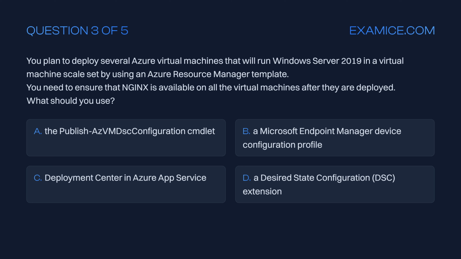What should you use? Option A. The Publish-AzVMDscConfiguration cmdlet. Option B. A Microsoft Endpoint Manager device configuration profile. Option C. Deployment Center in Azure App Service. Option D. A Desired State Configuration extension.